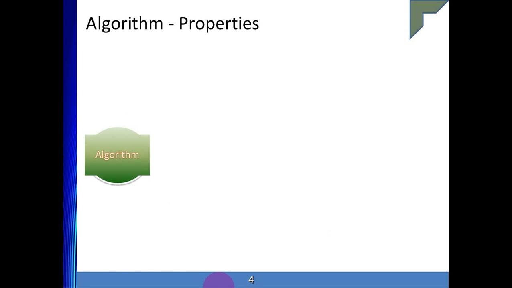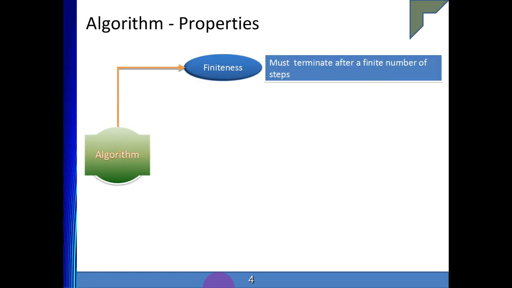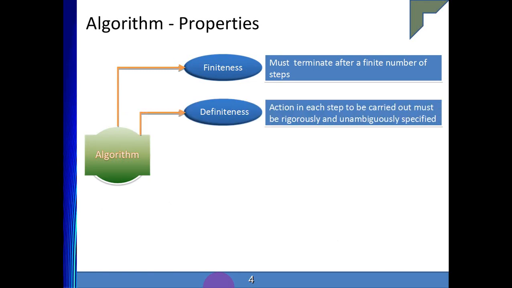Properties of an algorithm: finiteness, it must terminate after a finite number of steps. Very important. Whenever you design an algorithm, it needs to terminate. It needs to be complete. Next, definiteness. The action in each step must be carried out, and must be rigorously and unambiguously specified. It needs to be specified unambiguously.